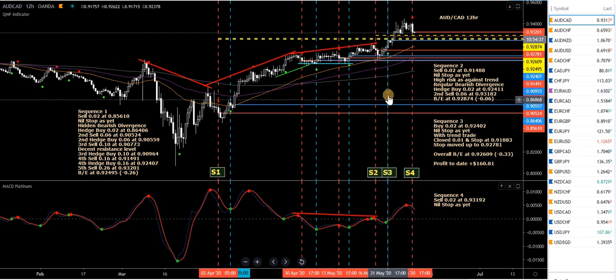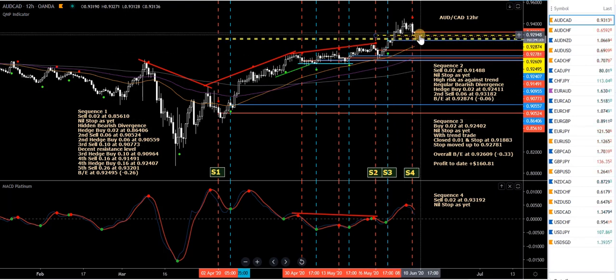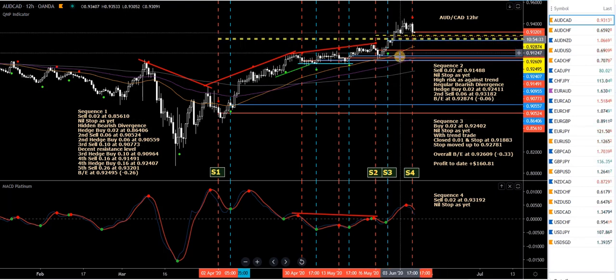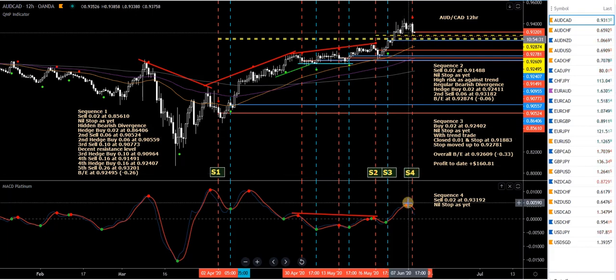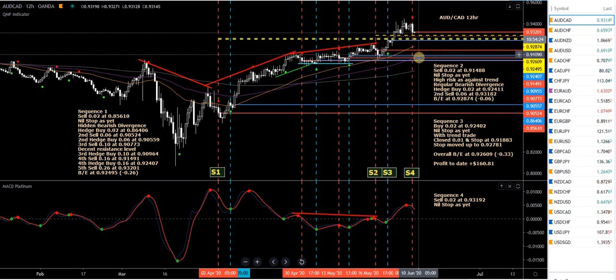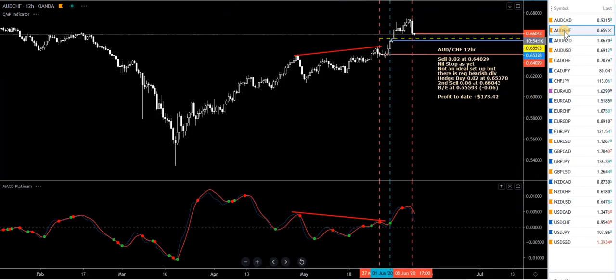Sequence 3 is this buy. I've just moved my stop up much closer to price. And I started a new sequence 4. Took a new sell. The MACD platinum's above the 0 level, so I've taken a new sell there. So price hasn't got that far to fall. If it falls down below all those yellow lines there, I'm in the money. That's all there is to it. Simple as that.